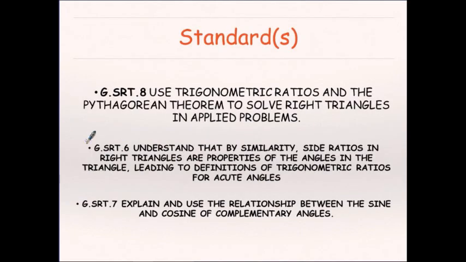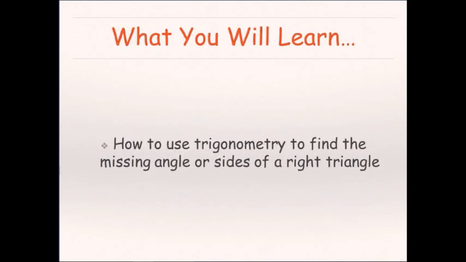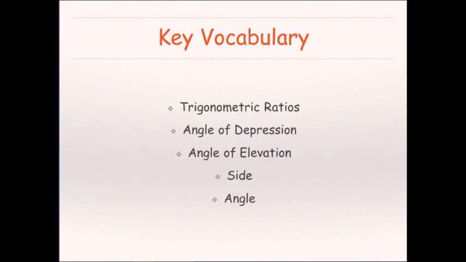So the standards that we're going to review are using the trigonometric ratios and Pythagorean theorem to solve right triangles and applied problems. We're going to understand the ratios, and we're going to explain and use the relationship between the sine and cosine of complementary angles. So we're going to review all 3 of those standards. So what you're going to learn is how to find the missing sides and missing angles of a right triangle.